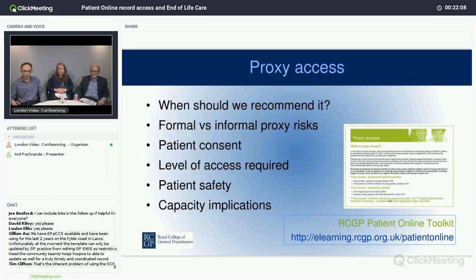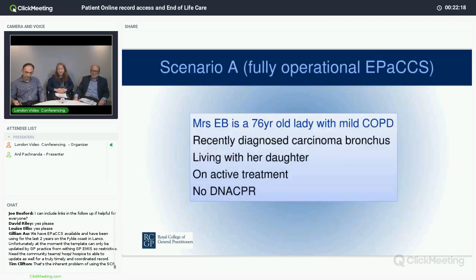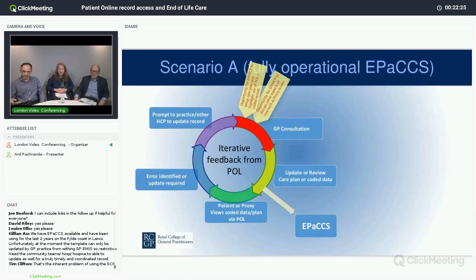So it's something that's worth considering early in any process. I'm going to go through that scenario I talked about earlier. So let me just go back. So this is the lady with bronchocarcinoma. I like to see it as an iterative cycle. So there are some opportunities initially.